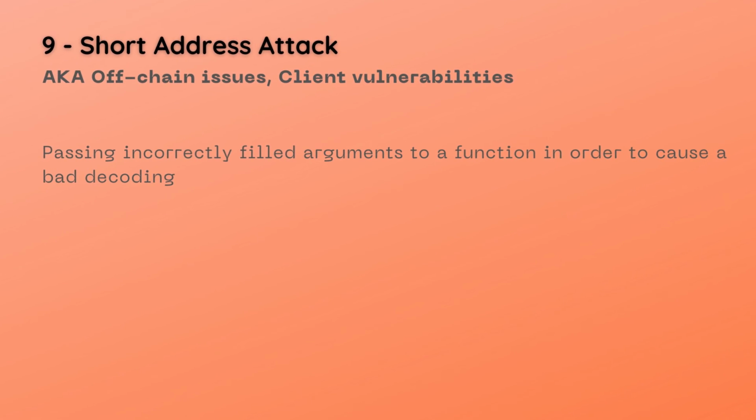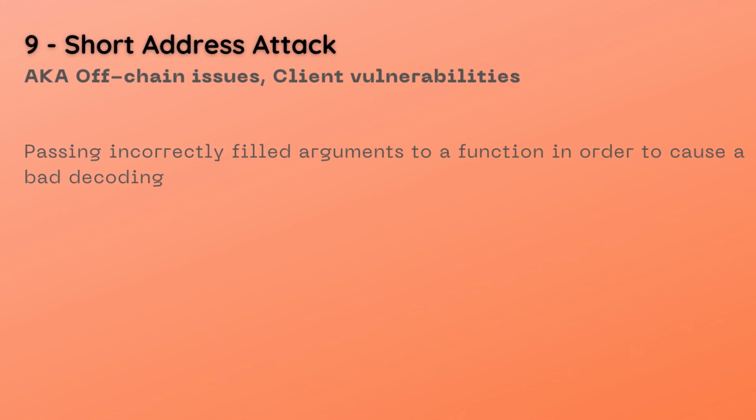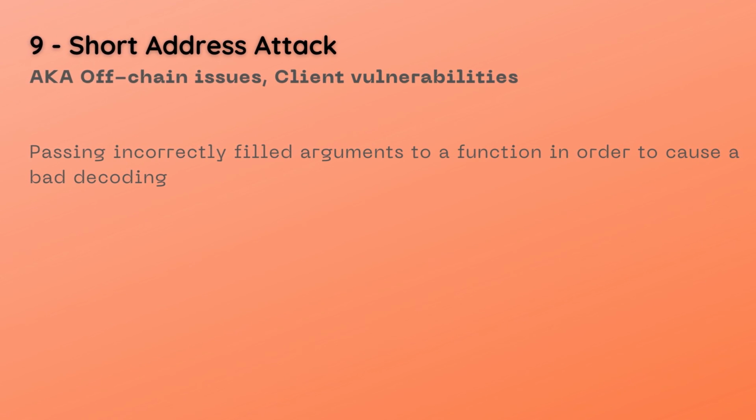In this category, we find the short address attack. This attack consists of incorrectly transmitting fields in arguments during function calls so that they are badly decoded by the EVM.